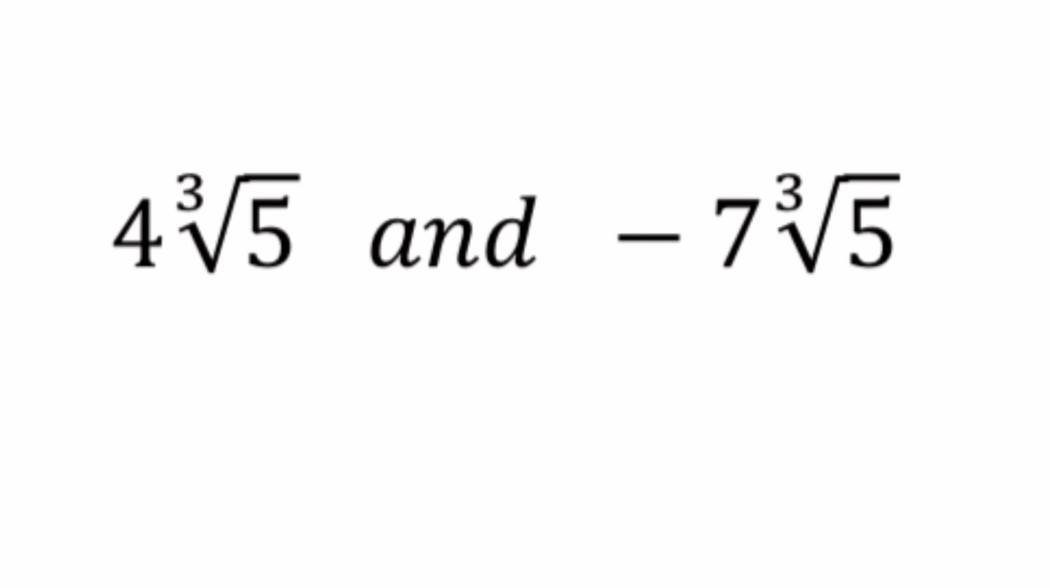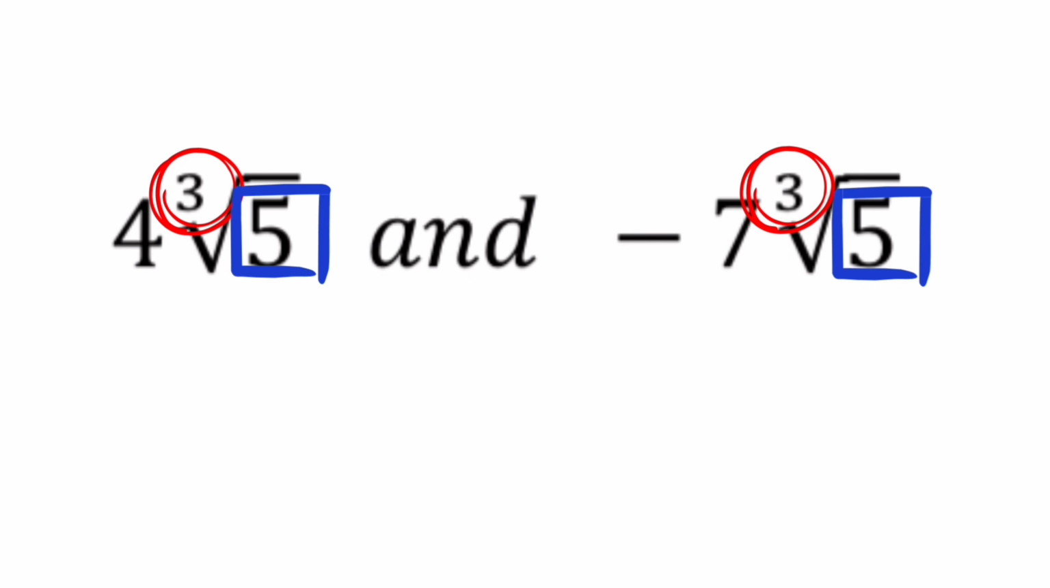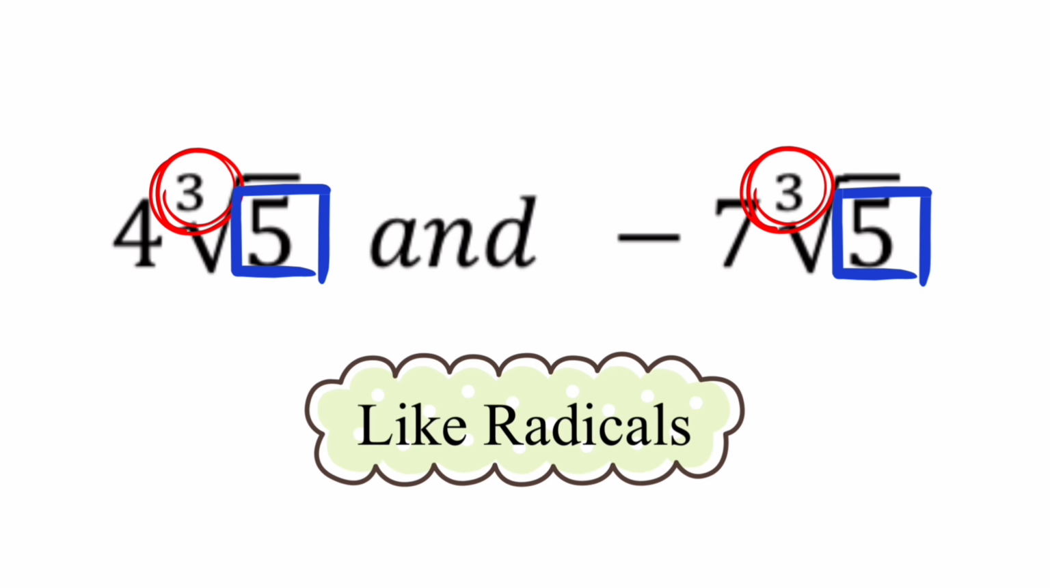Now let's have the first example. We are given 4 times cube root of 5 and negative 7 times cube root of 5. Again, the only parts that we need to check are the indices and the radicand. In this case right here, both indices are 3, so we're good. And both radicands are 5, so we're good. We can go ahead and say that these two expressions are like radicals. Now let's take the next example.